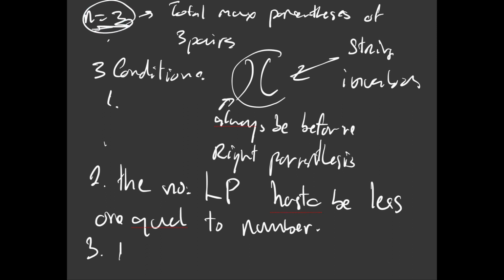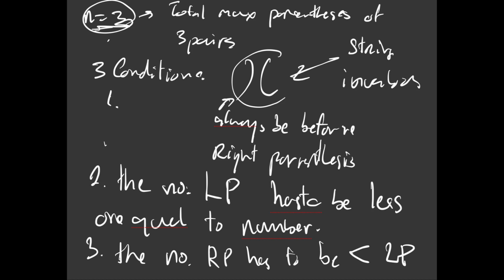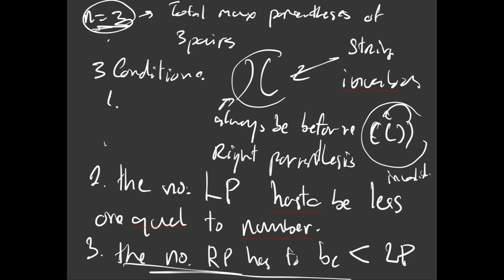And the third one is that the number of right parentheses has to be less than or equal to the left parentheses. Why? Because let's say we have two left parentheses and then the right parentheses to cover, and then if we add one more right parenthesis, then this whole thing is going to be invalid, right? Because the right parenthesis is more than the left parenthesis. So that's why the third rule comes into play: the number of right parentheses has to be no more than the number of left parentheses.